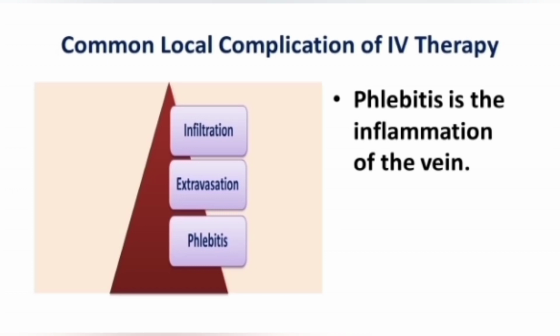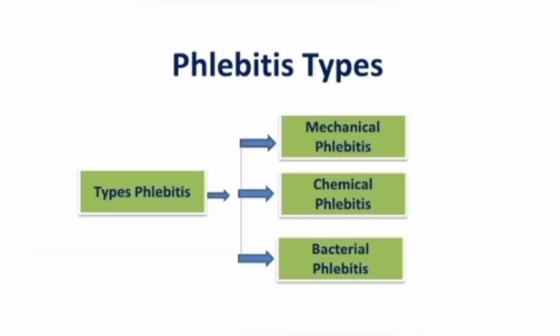Now the next common complication of IV therapy is phlebitis. Phlebitis is an inflammation of the vein. There are mainly three types of phlebitis. The first is mechanical phlebitis, then chemical phlebitis, and bacterial phlebitis.